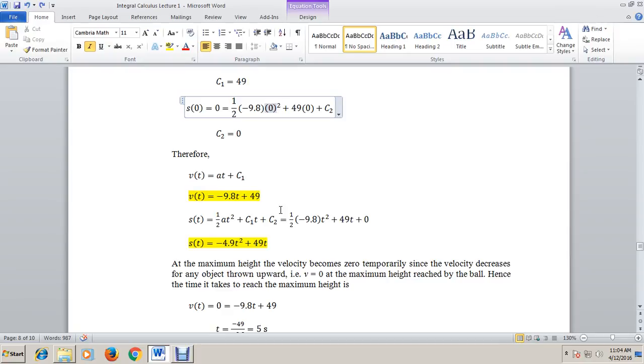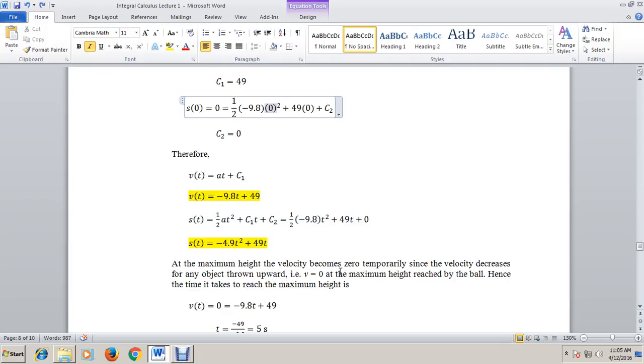Our position function, which has the form 1/2 at² plus c sub 1 t plus c sub 2, now becomes 1/2 times negative 9.8 t² plus 49t plus 0. Now, of course, this simplifies further. Negative 9.8 divided by 2 gives you negative 4.9 t² plus 49t. We no longer add the 0 since that is only 0. Therefore, we have these two particular solutions for the given problem.